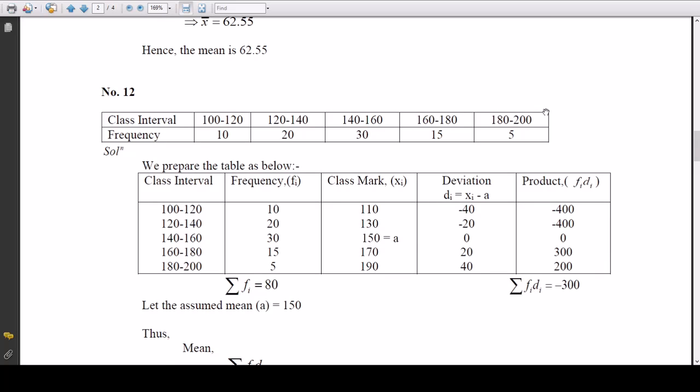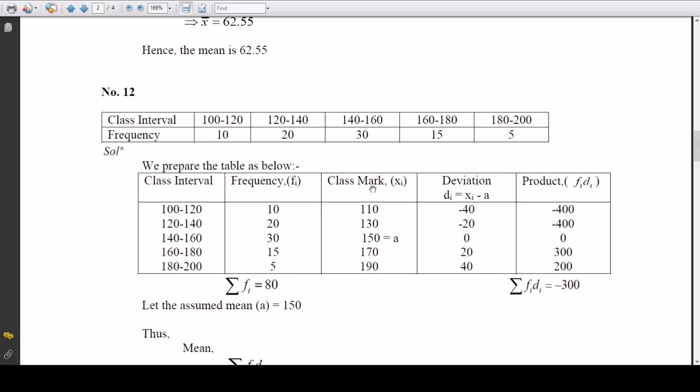Next, problem number 12. These are the given class intervals and frequencies. Now to find the mean by using the assumed mean method, you have to prepare the table as below, where the class interval and frequency you will just copy down from the given table: 100 to 120, 120 to 140, up to 200, and their corresponding frequencies 10, 20, 30 and so on.